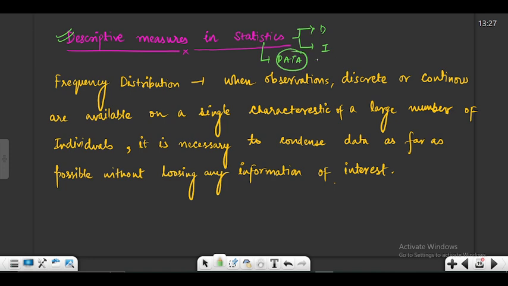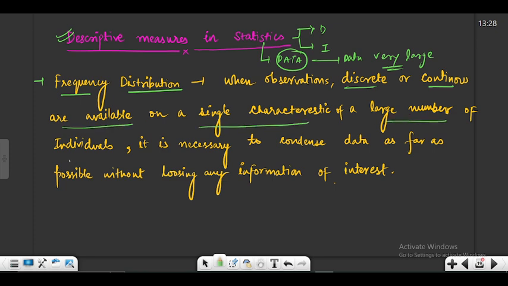Sometimes what happens is that data can be very large, or the volume can be very large. So it's really important that you somehow minimize the data set without losing any relevant information. In that context, let's see what frequency distribution means. When observations, discrete or continuous, and we'll see what these two terms mean, are available on a single characteristic of a large number of individuals, it is necessary to condense data as far as possible without losing any information of interest.